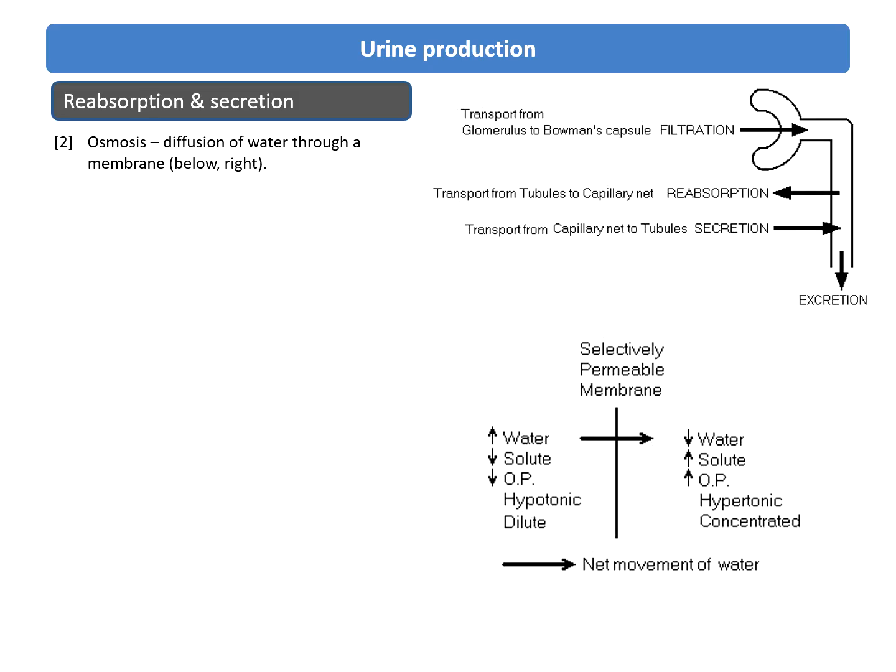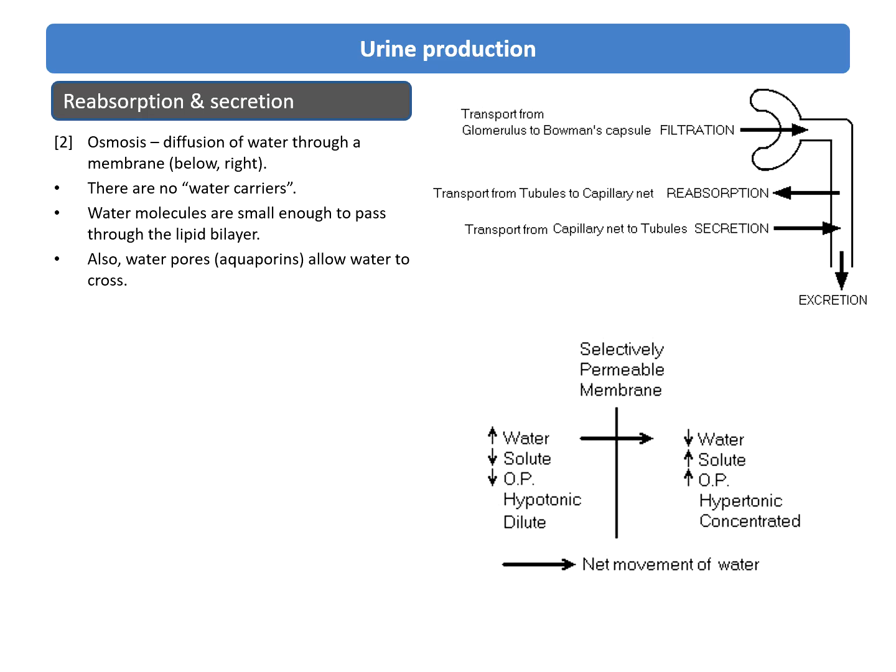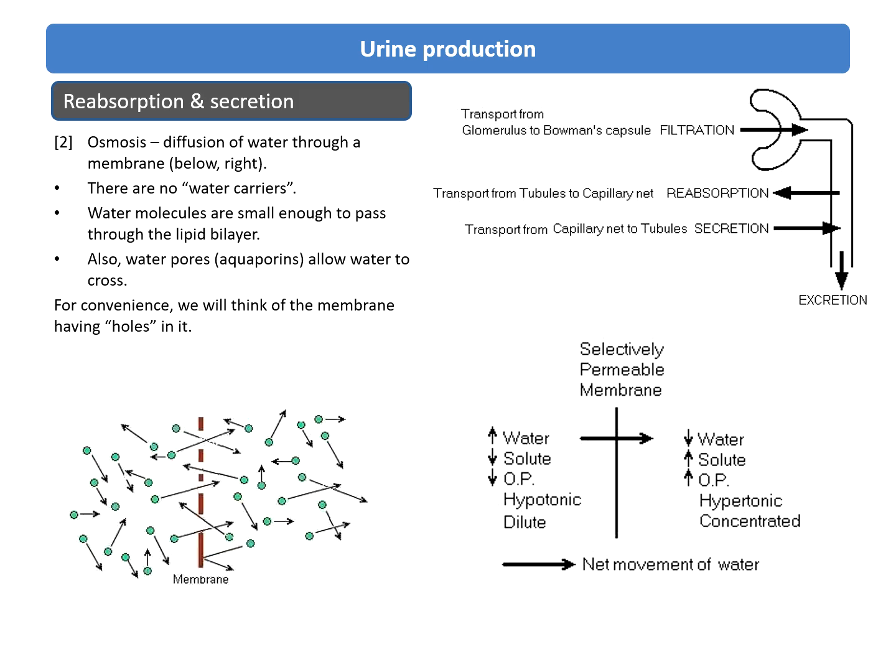Osmosis is the diffusion of water through a membrane, shown in the figure. There are no such things as water carriers. Water molecules are small enough to pass through the lipid bilayer. Also, there are water pores, aquaporins, that allow water to cross. For convenience, we will think of the membrane as having holes in it. Note that water crosses in both directions.